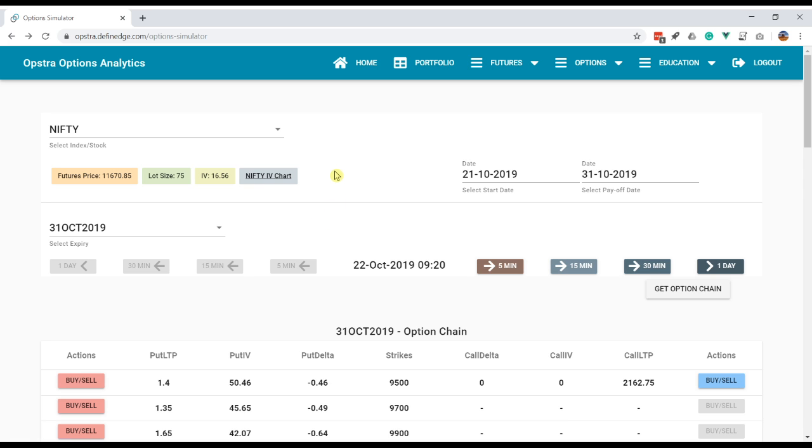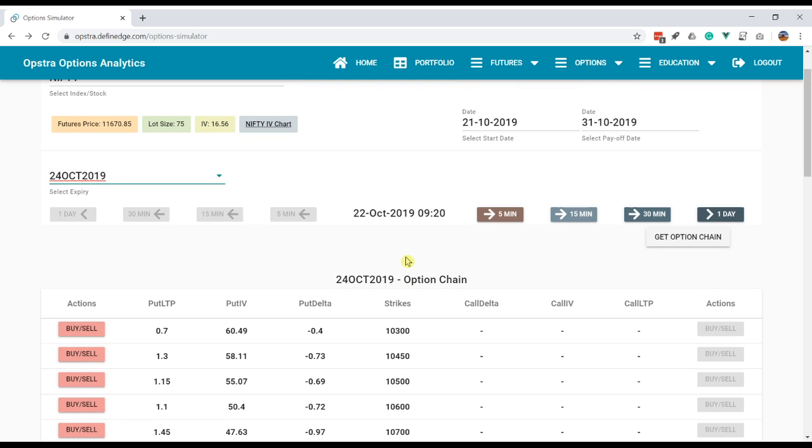So first we have to select the ticker. So in this case we will choose Nifty index, and then you have to choose on which expiry you want to do this particular strategy. So now I will show one particular strategy with a weekly expiry so that I can show you this very fast. We will do a short strangle strategy where we will short out of the money call option and out of the money put option.